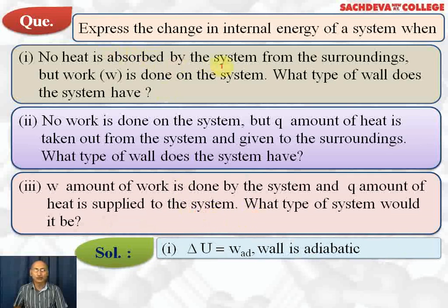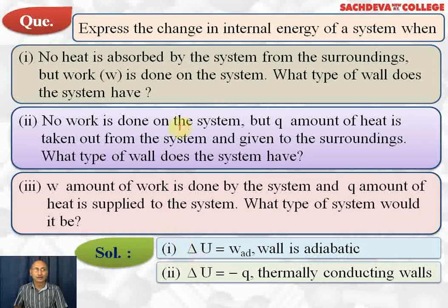In the first case, no heat is absorbed by the system means Q is 0. But work is done on the system means W is positive, and delta U will be equal to W. It is an adiabatic process because Q is equal to 0. Therefore, the wall is adiabatic.